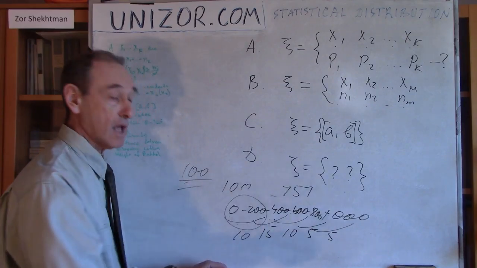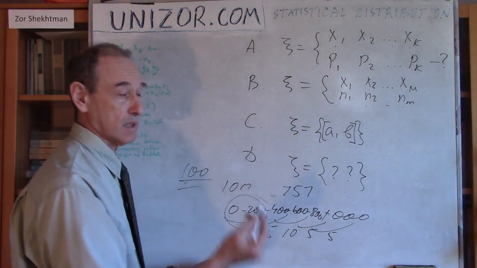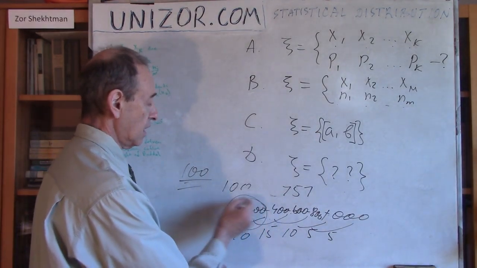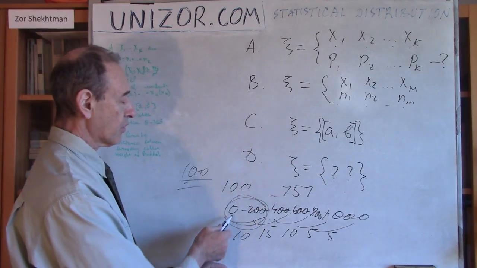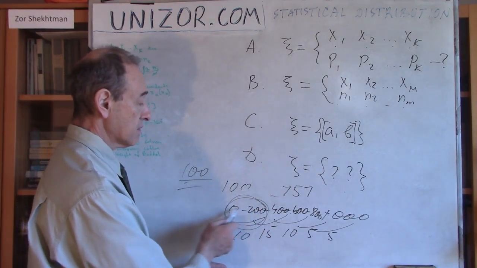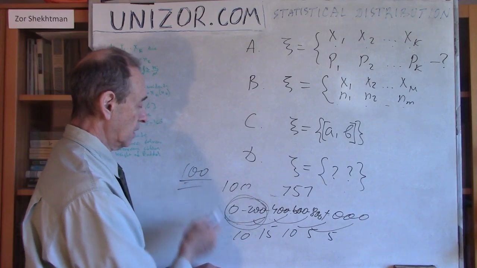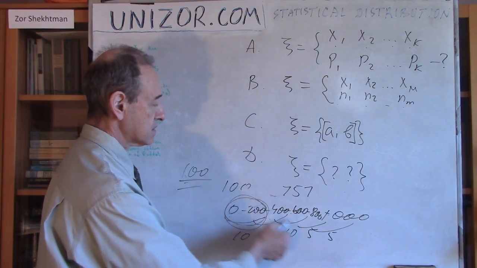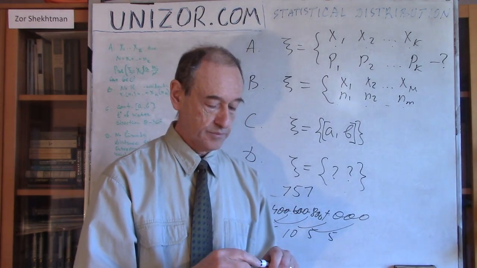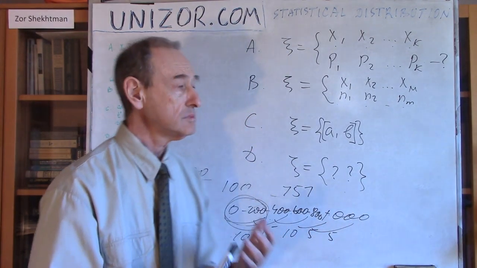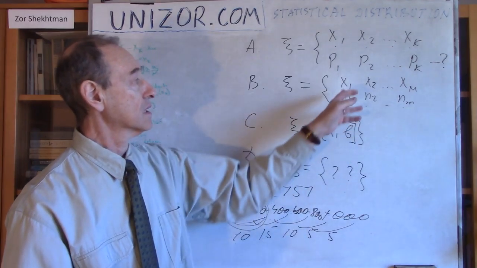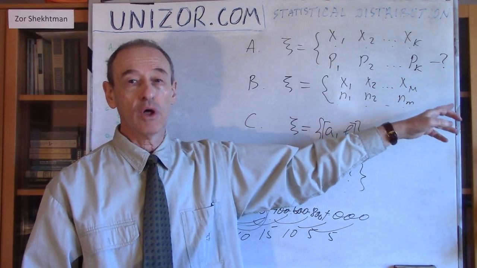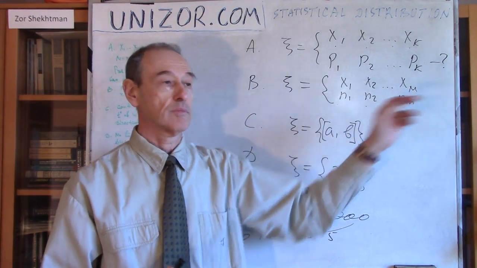Then you can say that again, the frequency is used as an evaluation of the probability. Then you can say that the probability for your number of accidents to be in this range is 1/10, right? And 15 hundredths in this, etc., etc. So that's an approach which can be suggested in case when you don't really know the real numbers.